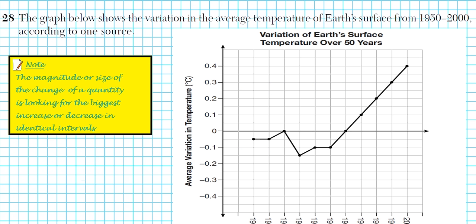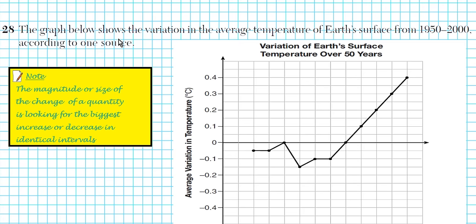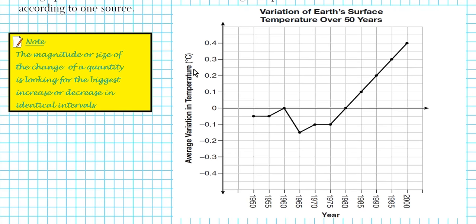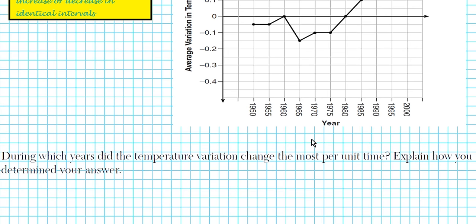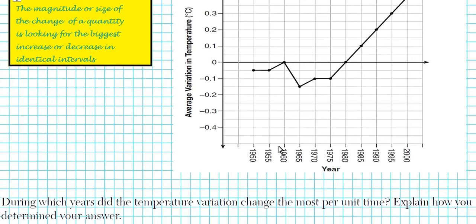All right, let's take a look at problem number 28. It says the graph below shows the variation in the average temperature of Earth's surface from 1950 to 2000, according to one source. So we have the graph here that shows the average variation in temperature, the y-axis, against the years from 1950 to 2000. Now the question is, during which years did the temperature variation change the most per unit time? Explain how you determined your answer.